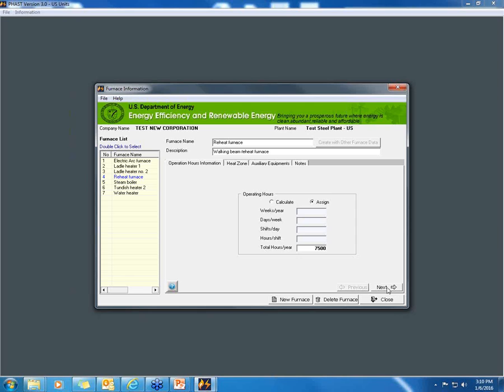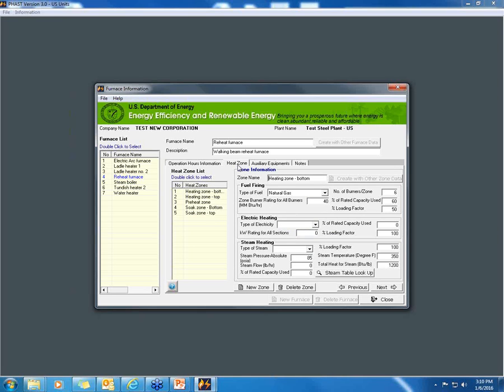This is a walking beam reheat furnace. Now next one is heat zones. In this walking beam reheat furnace, there are 5 different zones: heat zone bottom, heat zone top, preheat zone, soak zone bottom, soak zone top. Again, we are adding high level information regarding the reheat furnace in this particular tab.